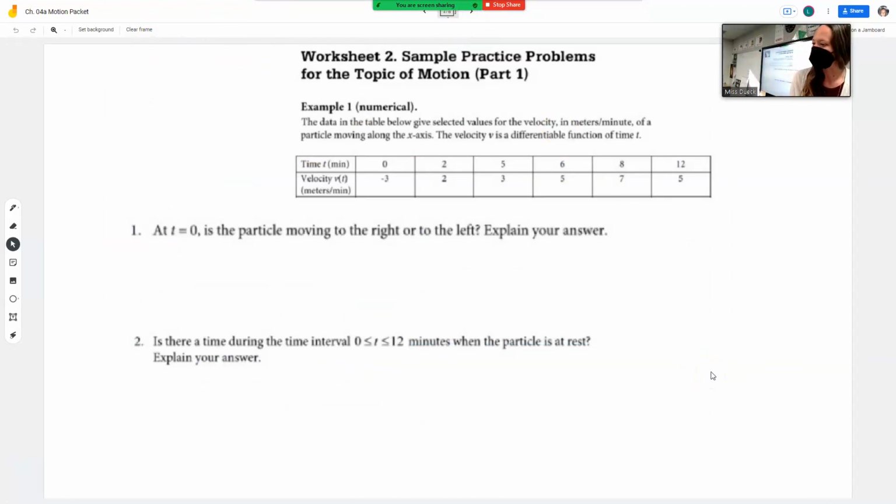You guys got it? Is this our first problem? Make sure I'm not missing anything. Anything I missed is your homework. Did I miss anything? Worksheet number 2, example number 1.